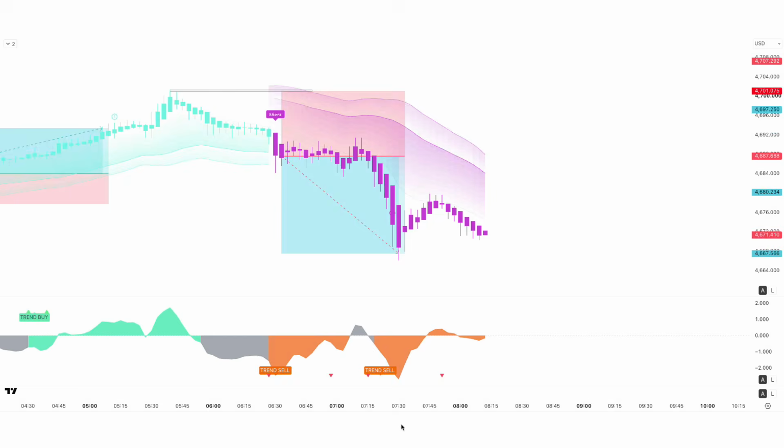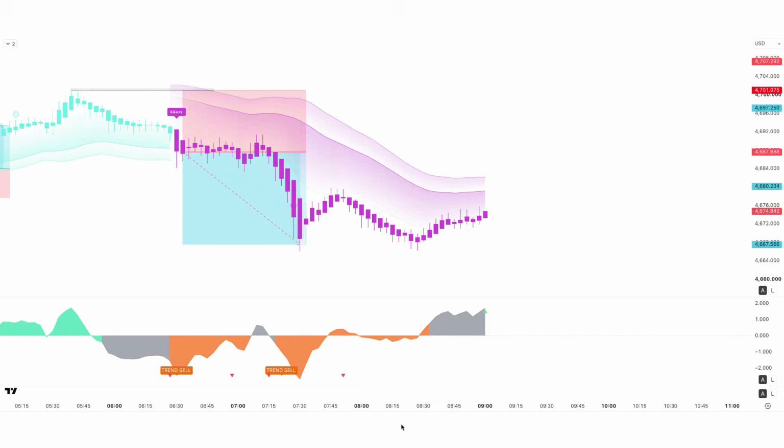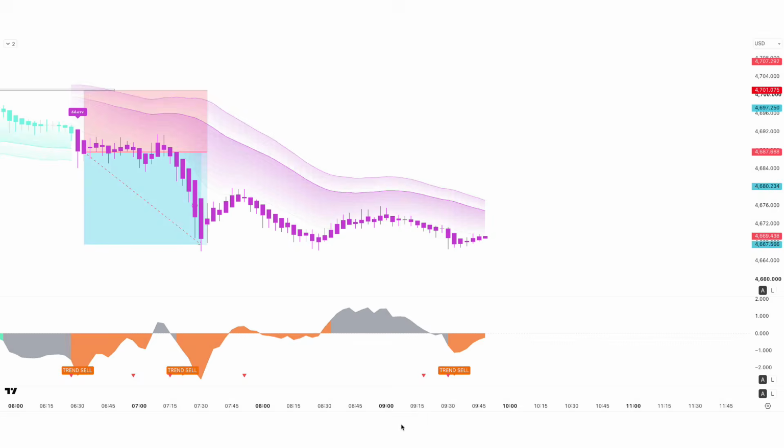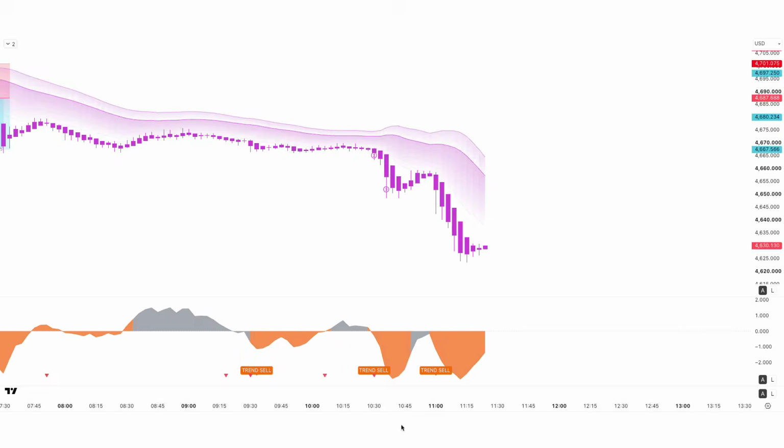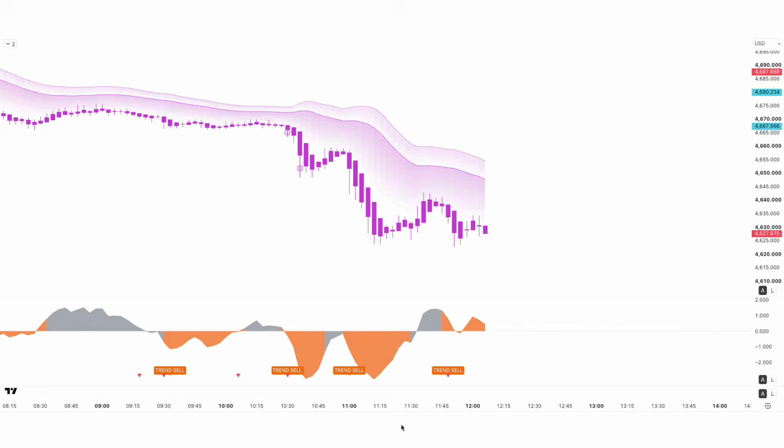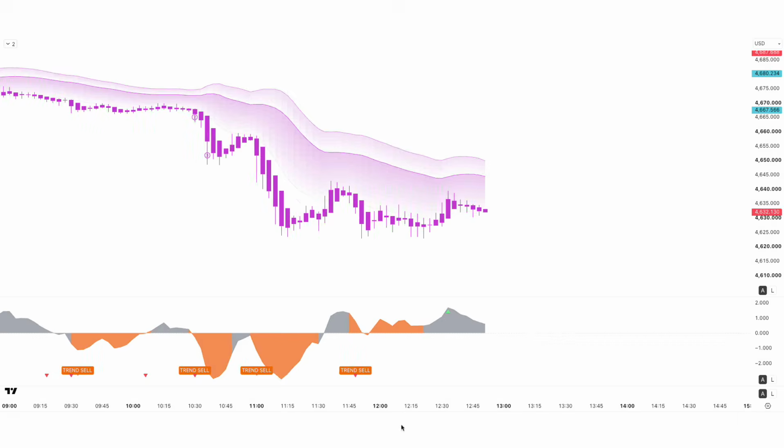Every indicator has strengths and limitations, so always test it on different market conditions before using it in live trading. The goal isn't to find a perfect indicator, it's to build a trading system you can follow with confidence and discipline.